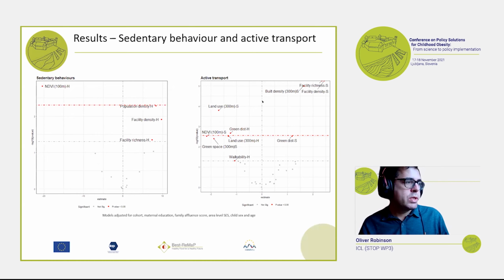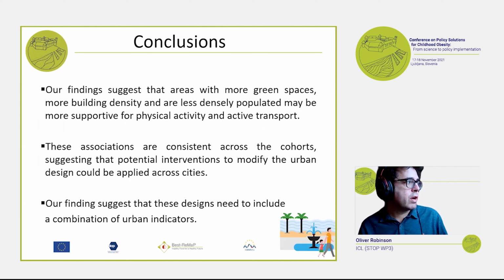For active commuting, what was important was the density and richness of facilities around the school and the density of buildings around the school. Again, school green space at the home, and also if it was a mixed use of the land, was negatively associated with active transport.